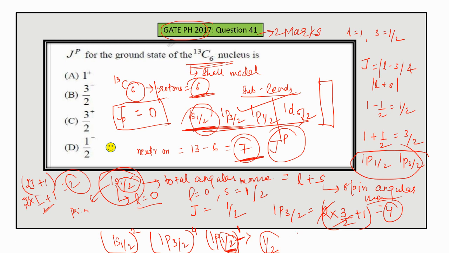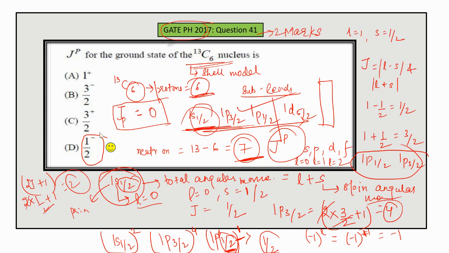And how will you define parity? You know the parity is minus 1 raised to the power L, where L is the orbital angular momentum. So you might have known these S, P, D, F levels. For S, L is equal to 0. For P, L is equal to 1. For D, L is equal to 2. So here we have P, right? So for this, L will be 1. So minus 1 raised to the power 1 is minus 1. So the answer will be 1 by 2 minus 1.